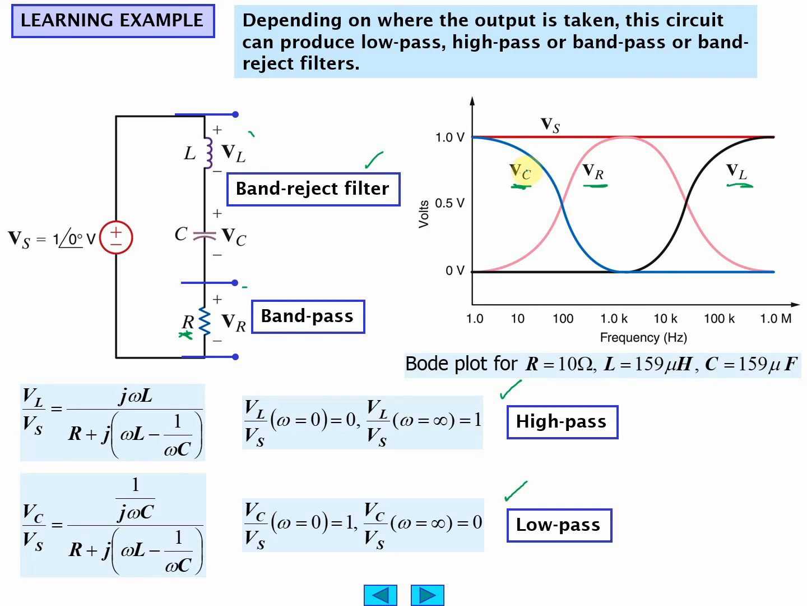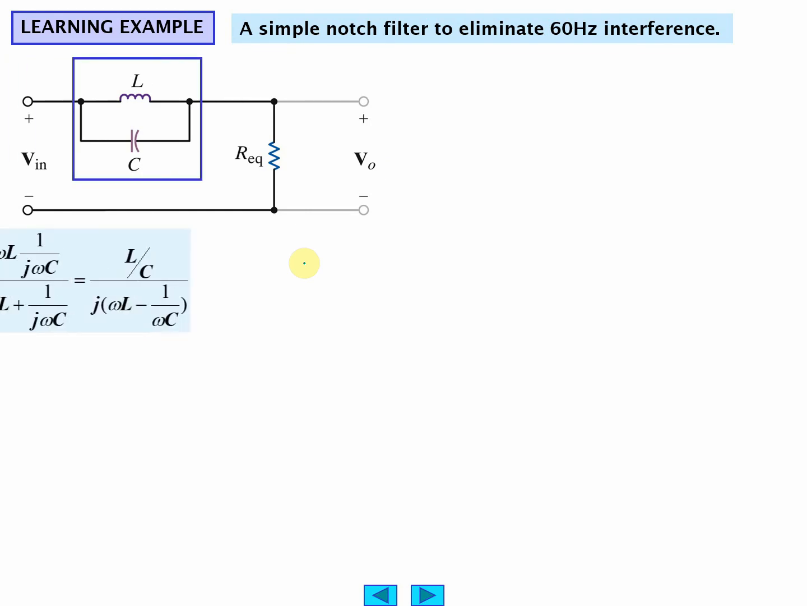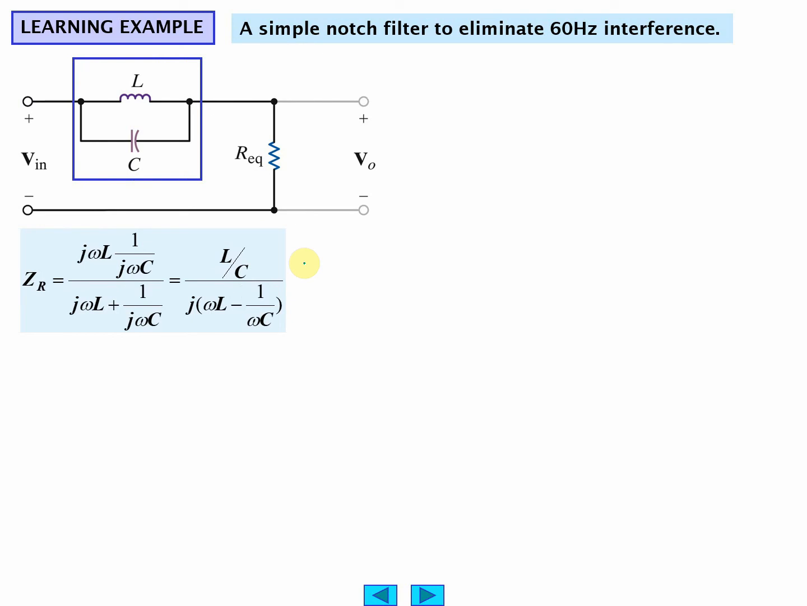Sometimes in band reject you want it. A lot of times you tune the band reject at 60 hertz because you want to get rid of it. You don't want it floating around. And there it is. There's the circuit for that. So we get the band reject.